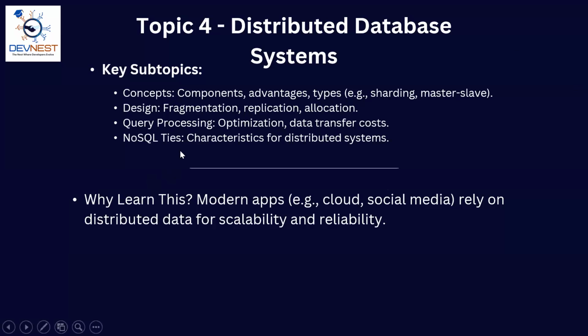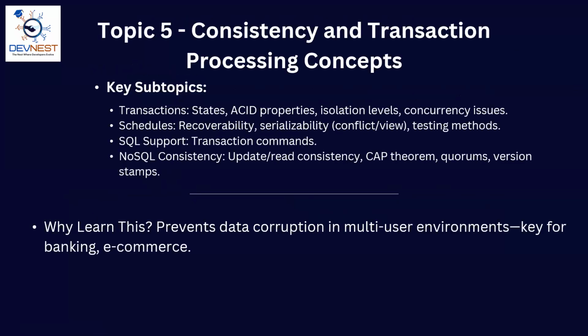So the next topic is consistency and transaction processing concepts. This is the final chapter of this module. You may have heard of the term ACID properties. You haven't had this word? These are the rules that keep databases safe from errors and corruption.